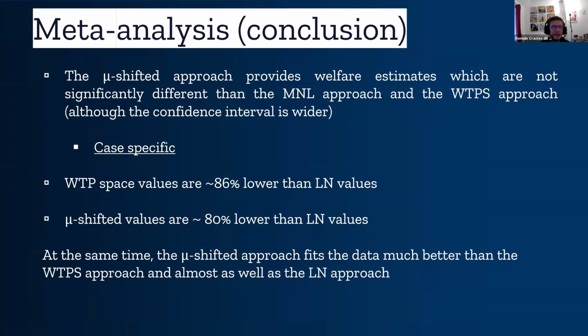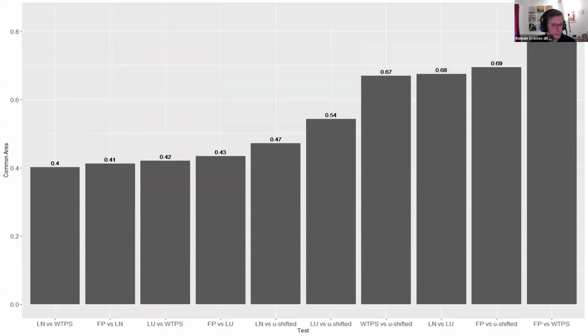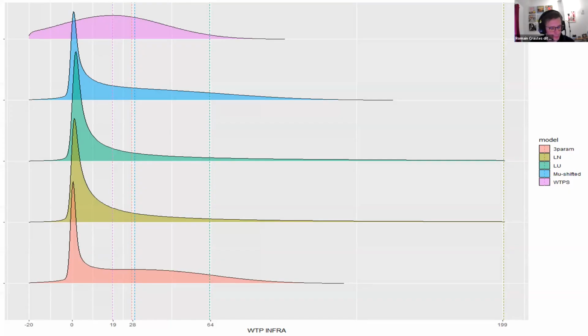Of course, this can be case specific. I don't expect to find the same results with all data sets or in other fields, but for the set of data used, we can really suggest that the mu shifted approach is the best approach. And that's an example of the type of distribution that we get. I'm going to stop very soon because the rest is just more of the same. The rest of the slides is more of me telling you that the mu shifted approach is better.